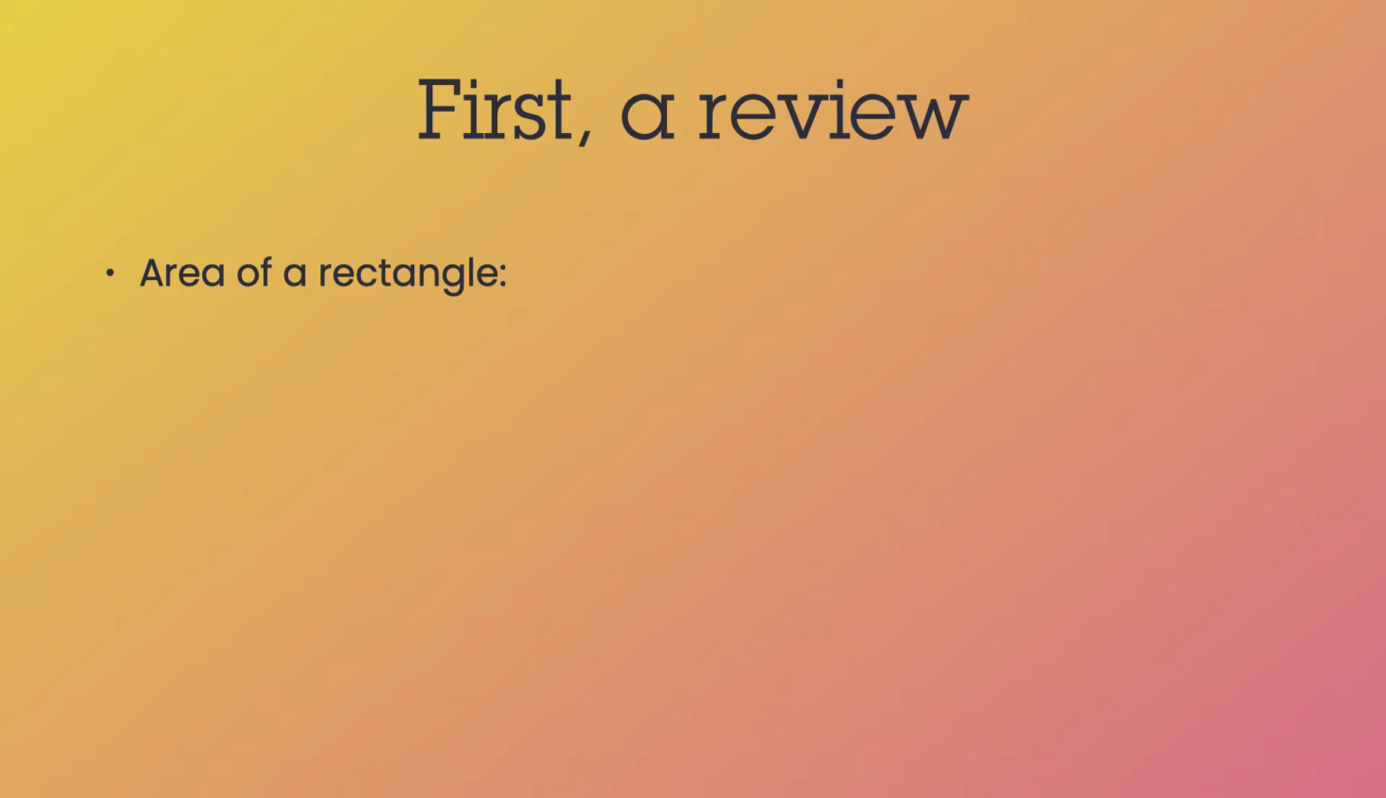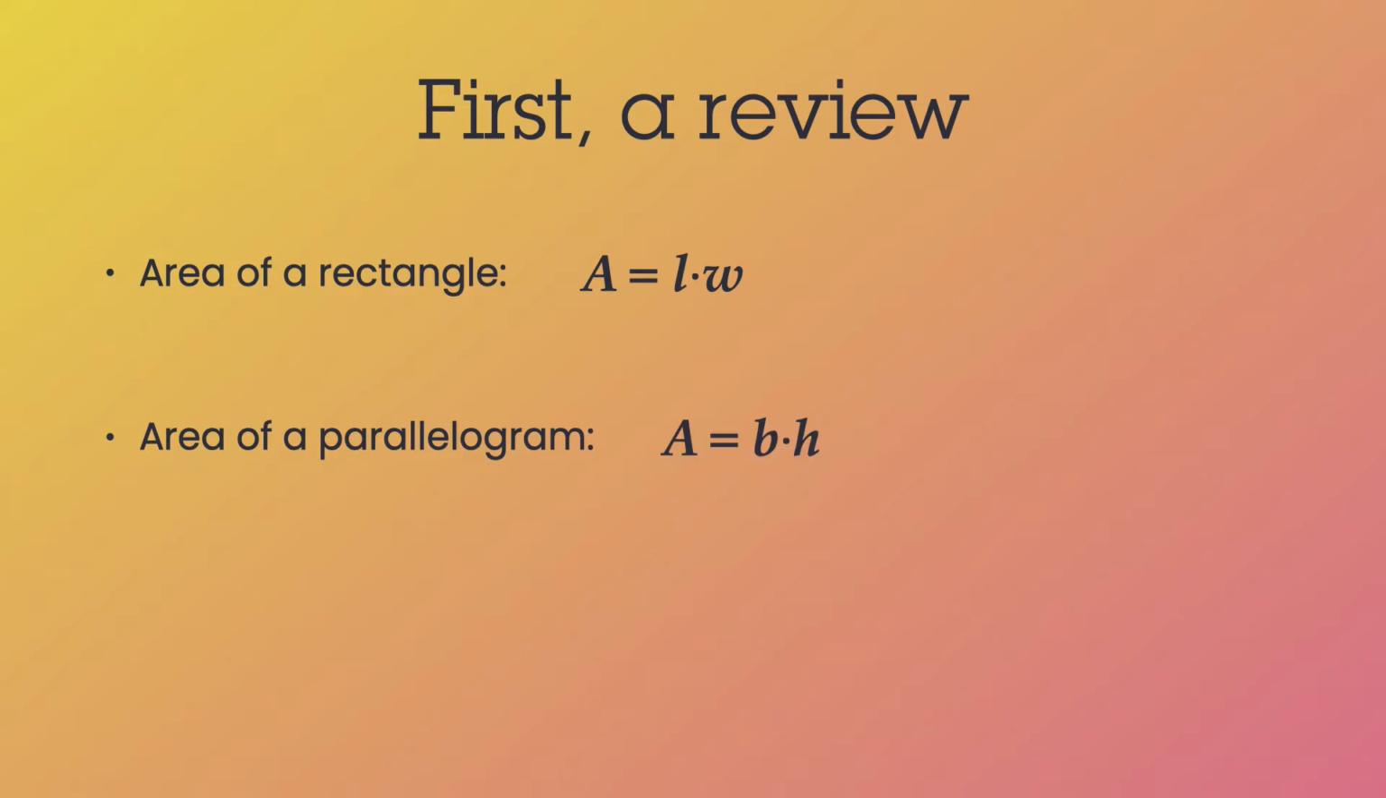We found the area of a rectangle. We used the formula A equals L times W. We have found the area of a parallelogram. We used the formula A equals base times height. And we found the area of a kite. We used area equals 1/2 times the first diagonal times the second diagonal.